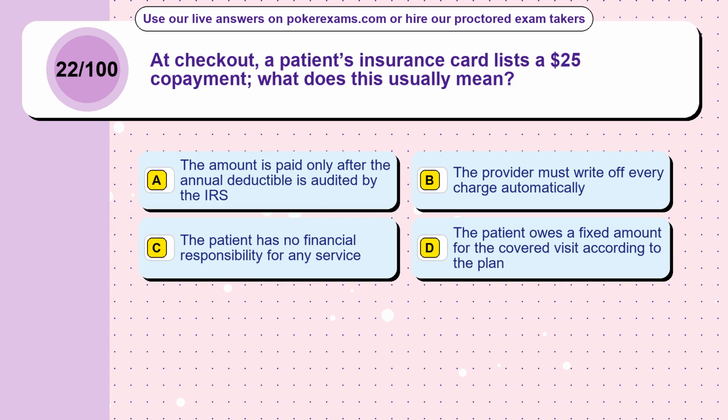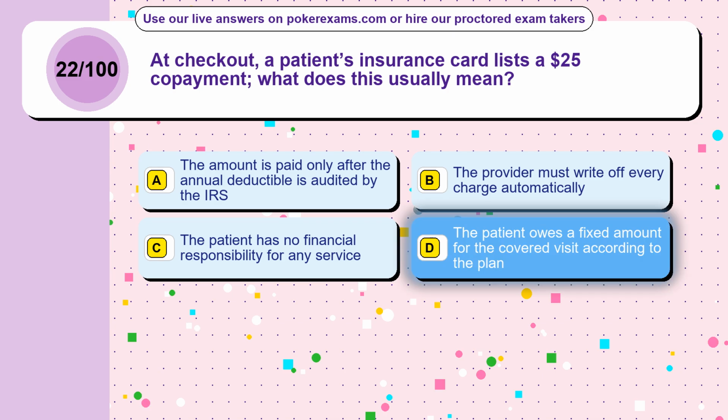Question 22. At checkout, a patient's insurance card lists a $25 copayment. What does this usually mean? Option A. The amount is paid only after the annual deductible is audited by the IRS. Option B. The provider must write off every charge automatically. Option C. The patient has no financial responsibility for any service. Option D. The patient owes a fixed amount for the covered visit according to the plan.